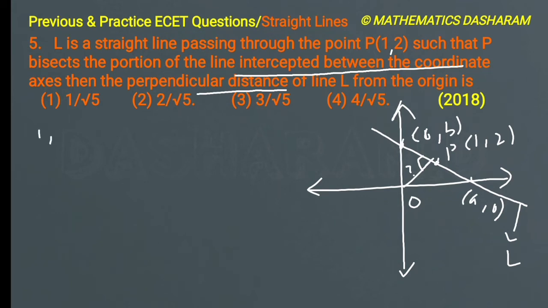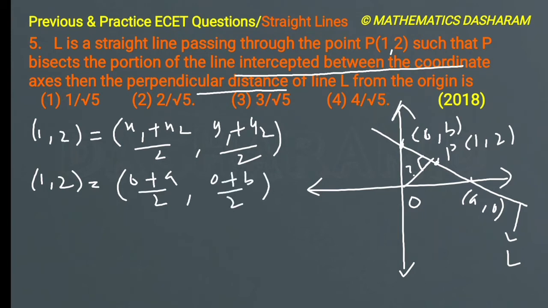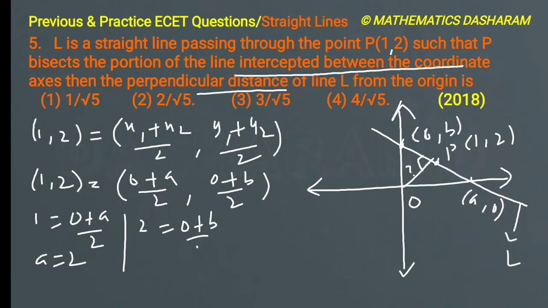So (1, 2) equals the midpoint formula, (x1 plus x2) by 2 comma (y1 plus y2) by 2. So (1, 2) is the midpoint of the line, and the two points of that line are (a, 0) and (0, b). So it is (0 plus a) by 2 comma (0 plus b) by 2. Now equate the x coordinates: 1 equals (0 plus a) by 2, then a equals 2. Equate the y coordinates: 2 equals (0 plus b) by 2, so b equals 4.